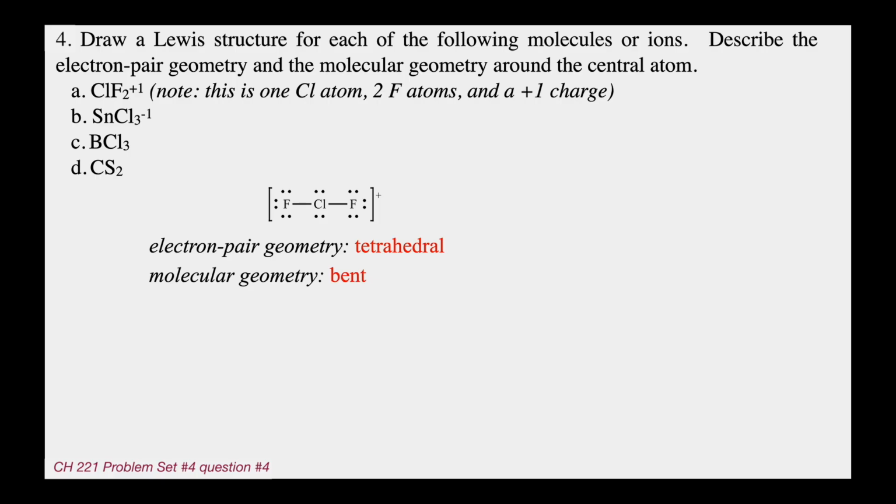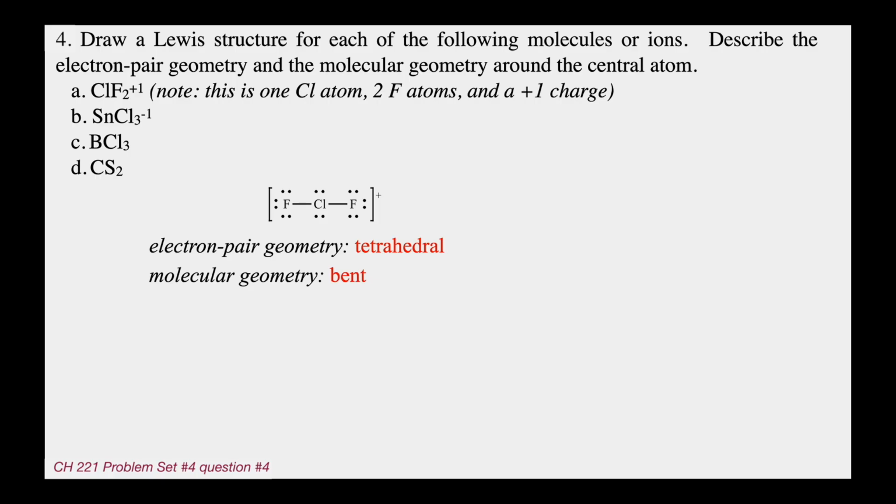Every time you have 4 pairs around a central atom, the electron pair geometry is tetrahedral, all right? And we're going to see that a lot. So 4 pairs, whether they're bonding pairs, lone pairs, whatever, tetrahedral electron pair geometry. And the molecular geometry here is actually going to be bent. Tetrahedral angles are about 109.